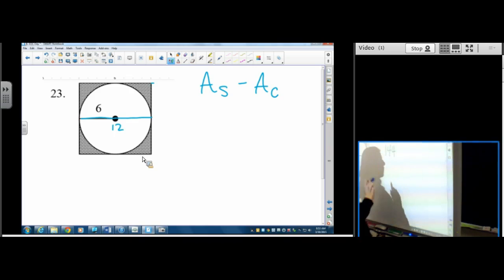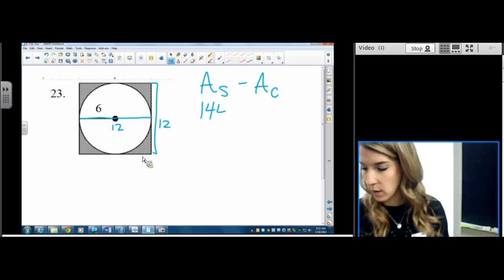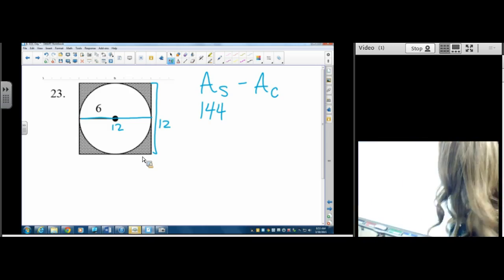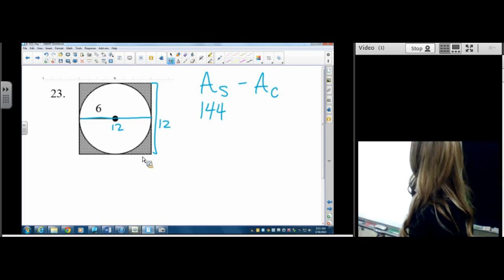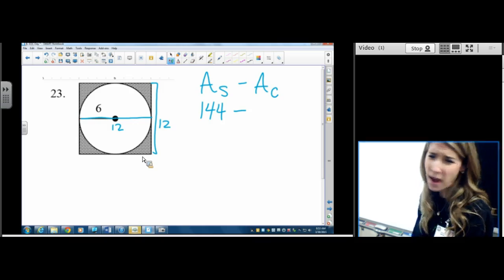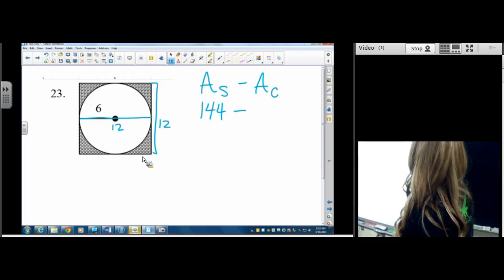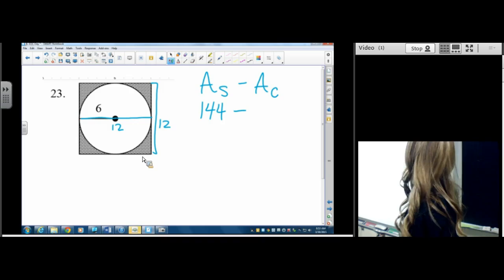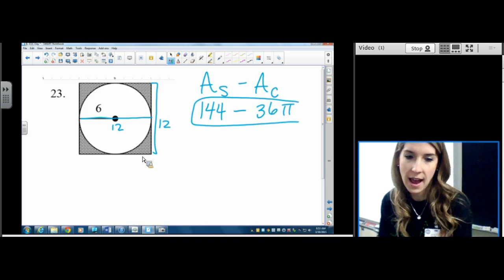So we know that 12 squared is 144. And then the area of the circle is also super easy. Pi r squared. 36 pi. Not bad at all.